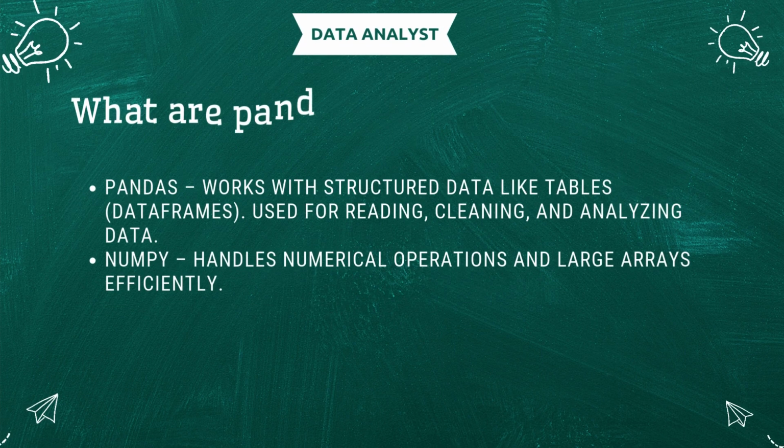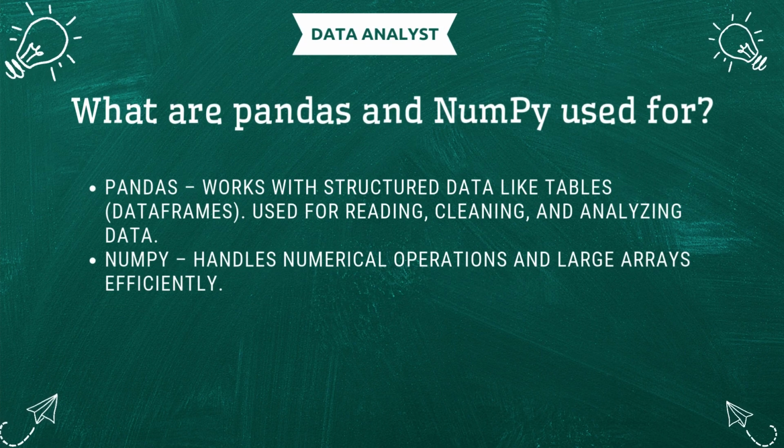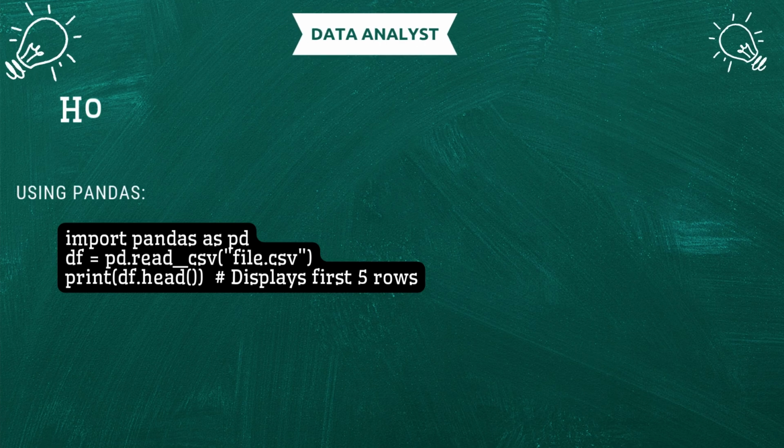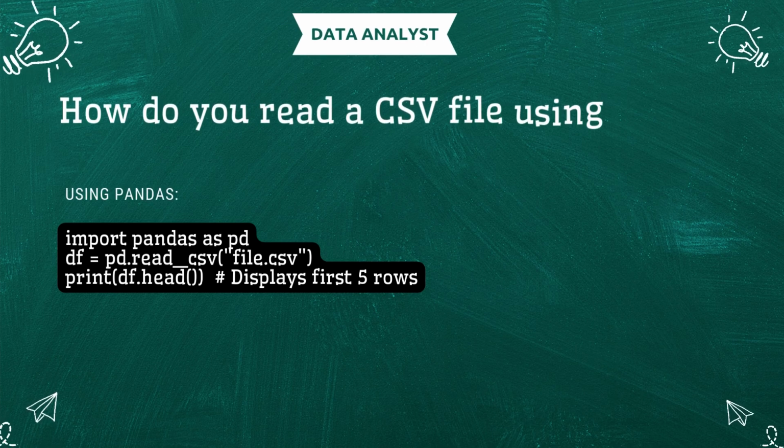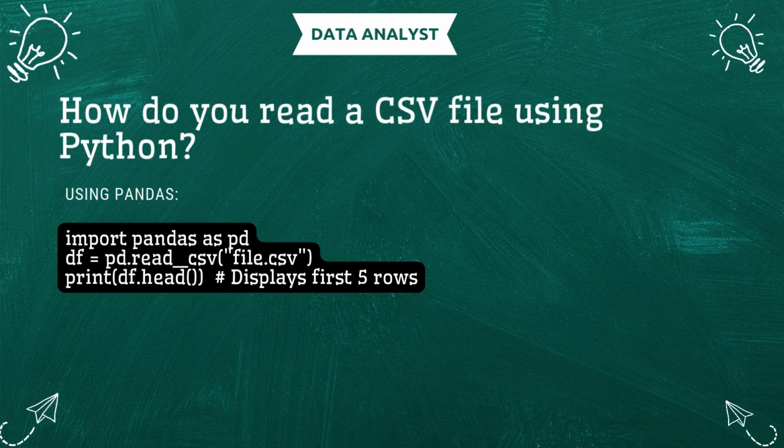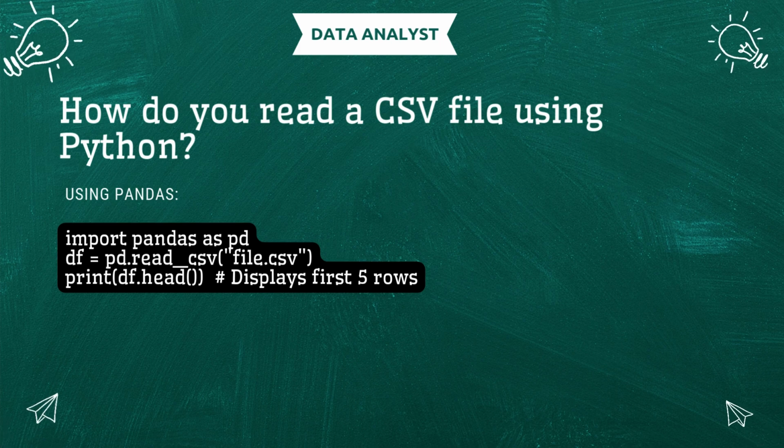What are Pandas and NumPy used for? Pandas works with structured data like tables, or data frames. It is used for reading, cleaning, and analyzing data. NumPy handles numerical operations and large arrays efficiently. How do you read a CSV file using Python? Using Pandas. Example: import pandas as pd, df = pd.read_csv('file.csv'), print(df.head()). This displays the first 5 rows.